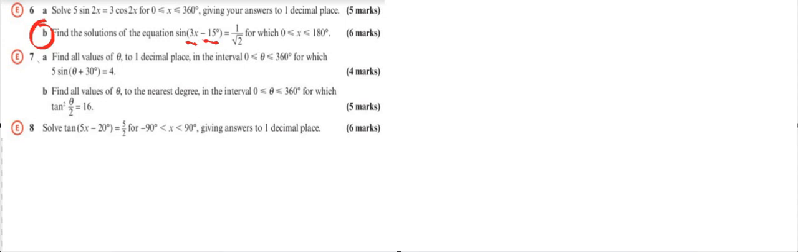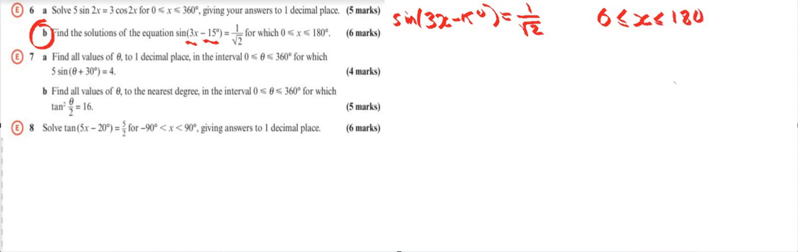Okay, so let's have a look. So we've got sine of 3x minus 15 degrees, and that equals 1 over root 2. So what do we do first? Well, our range that we're given is from 0. We need all the solutions between 0 and 180.